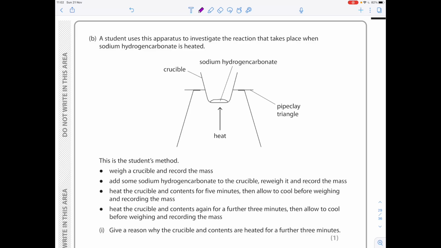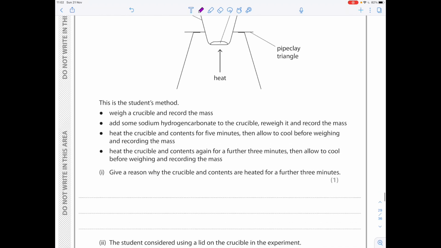A student uses this apparatus to investigate the reaction that takes place when sodium hydrogen carbonate is heated. This is the student's method. Weigh a crucible and record the mass. Add some sodium hydrogen carbonate to the crucible. Reweigh, record the mass. Heat the crucible and contents for 5 minutes. Allow to cool before weighing and recording the mass. Heat the crucible and contents again for a further 3 minutes, then allow to cool before weighing and recording the mass.